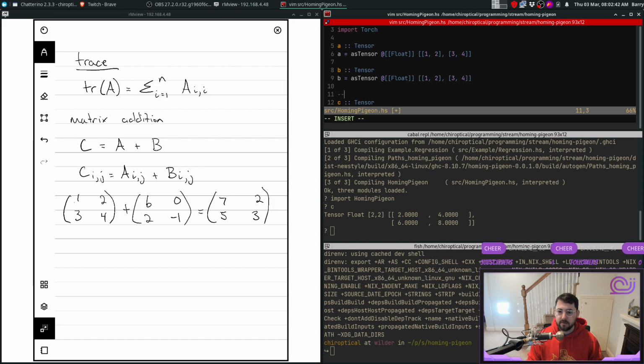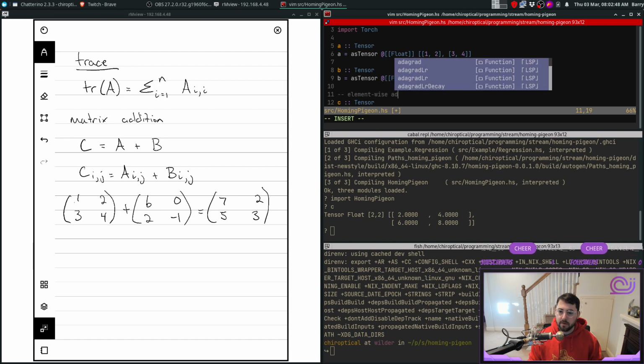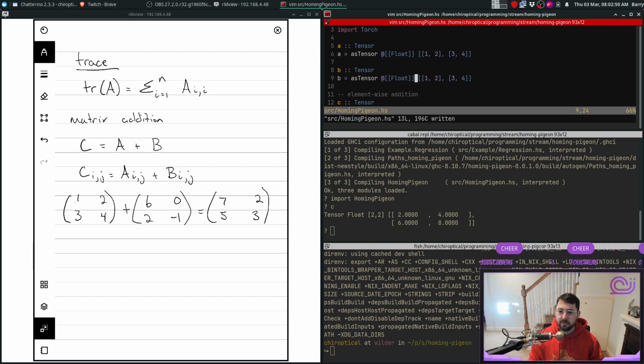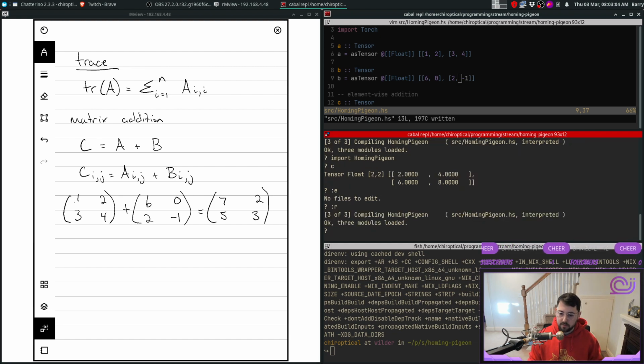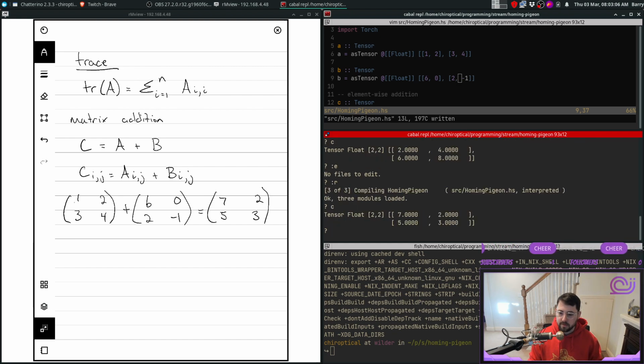So this is pretty similar to NumPy, but this did actually do what we expect. So this is, in fact, element-wise addition. I just didn't put the right numbers in here. So 6, 0, 2, and I might have to put this in quotes. I can't recall. And if we reload, we can look at C, and there you go, 7253.